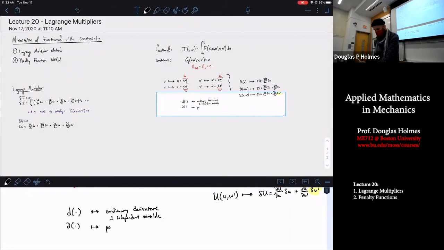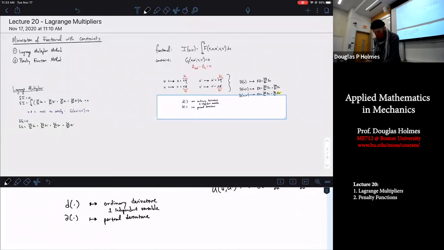This is a partial derivative. Here, since we can differentiate G with respect to U and V and U prime and V prime, there are multiple things that we could be looking at in terms of how G changes as we change U or V or U prime or V prime. And therefore, you're seeing that enter as a partial derivative.